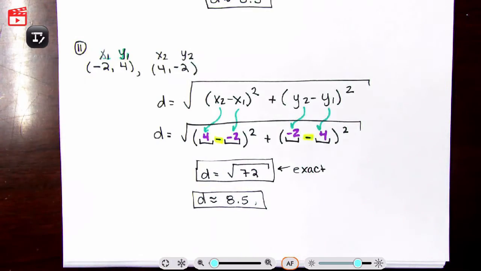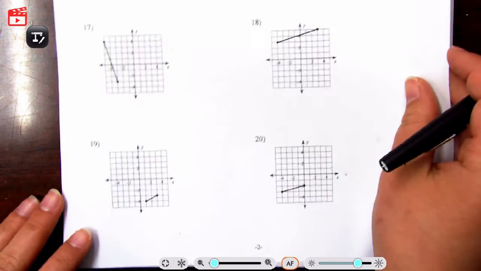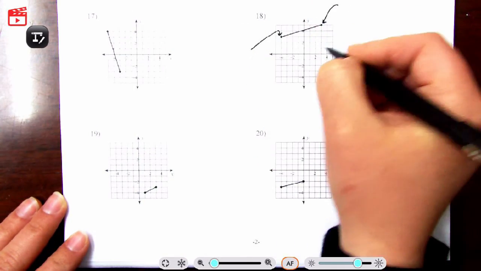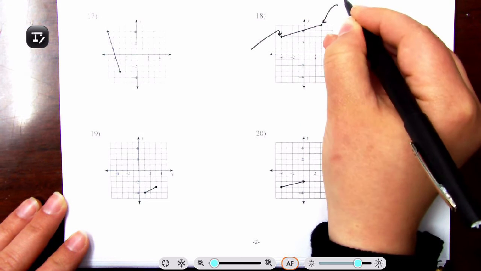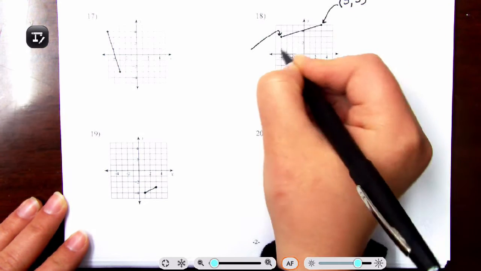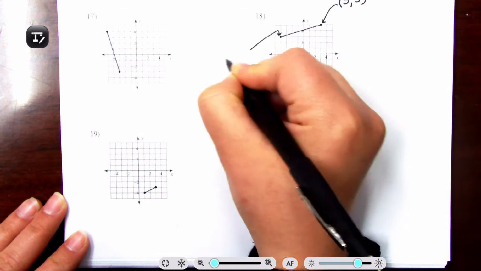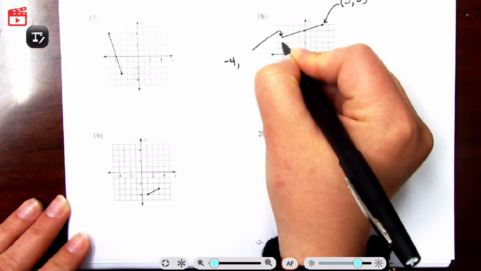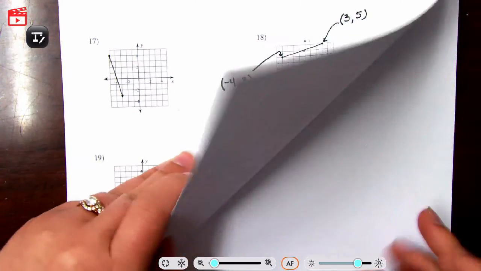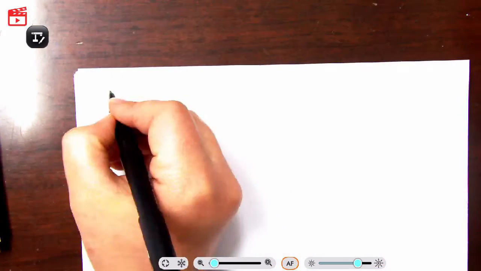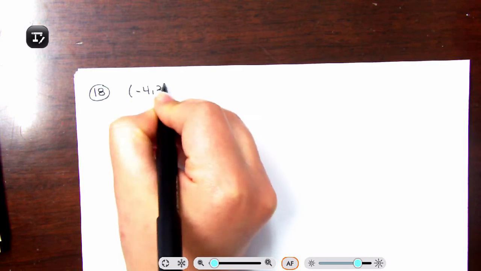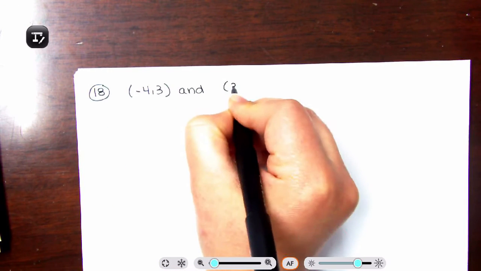Right, let's do another one. Let's choose a random one. Let's choose 18. Now we need a point here, we need a point here. So this point is 1, 2, 3, and 1, 2, 3, 4, 5. This point here is -1, 2, 3, 4, -4, and 1, 2, 3. So we have our two points. I'm going to write them out. Our two points, this was question number 18, were -4, 3, and 3, 5.